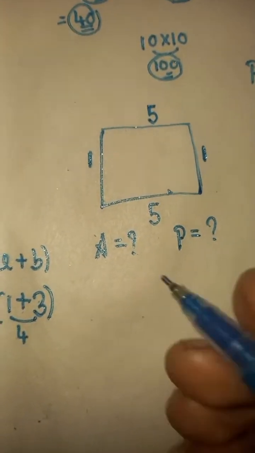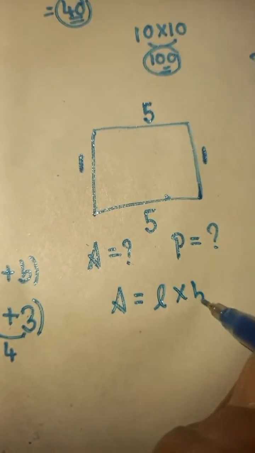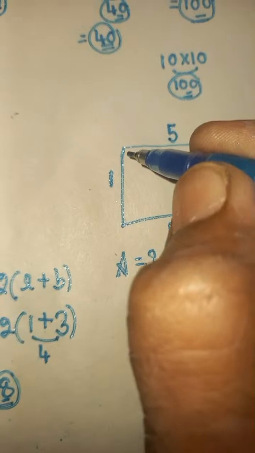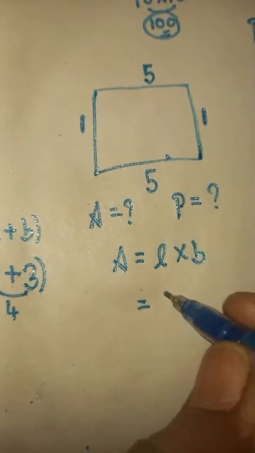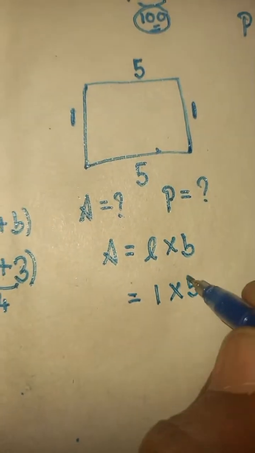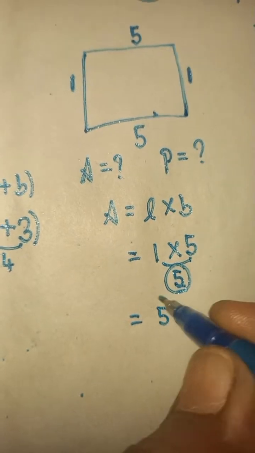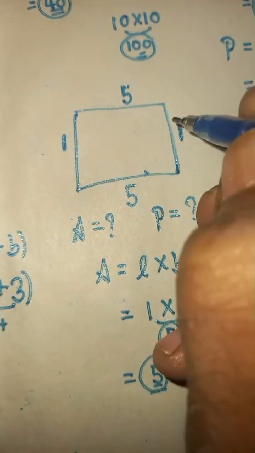Now you can find out the area. Area of the rectangle is length times breadth. So it is going to become the length, which is 1 unit, times the breadth, which is 5 units. 1 times 5 is 5. So 5 square units is the area of this rectangle.